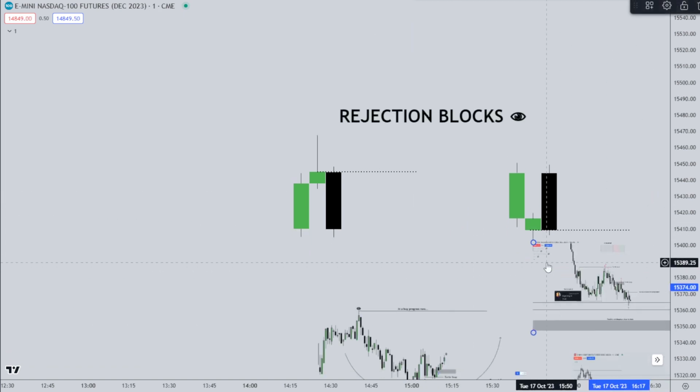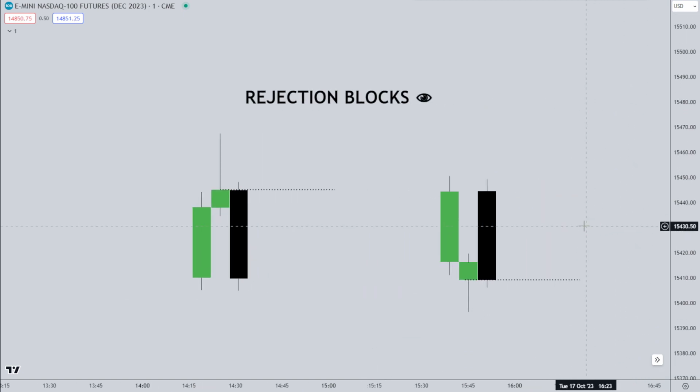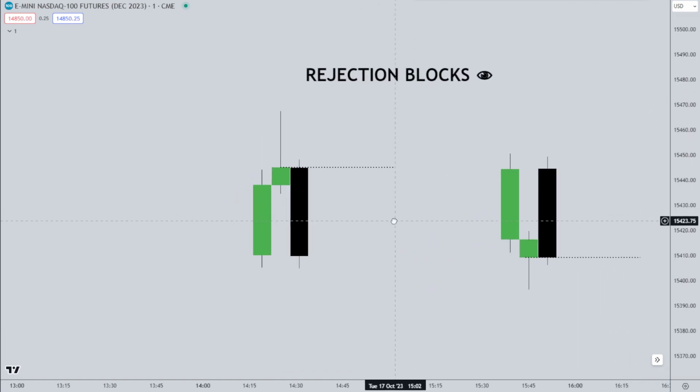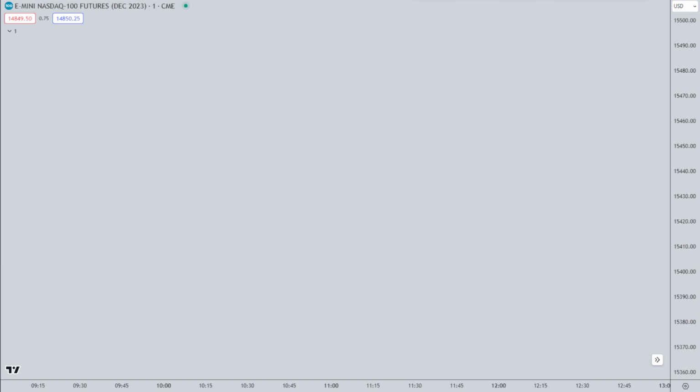So now the reason why not every wick, like many people believe, is a rejection block, and why many of them fail, is for 3 reasons. Or how many reasons?